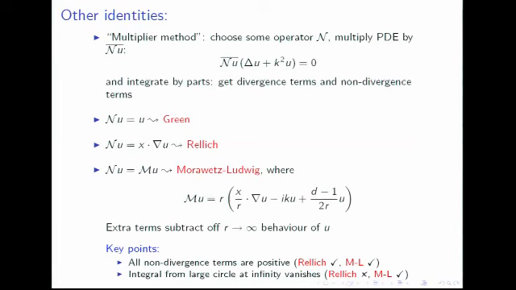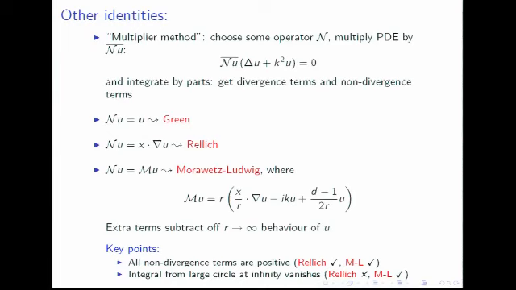Now, another common choice of multiplier is nu being a derivative of u, in particular the derivative in the radial direction, x dot grad u. And these give rise to Rellich identities, which have been used quite a bit in analysis and numerical analysis. However, there's an identity that's closely related to the Rellich identity, but much less well known, and that's due to Morawetz and Ludwig.